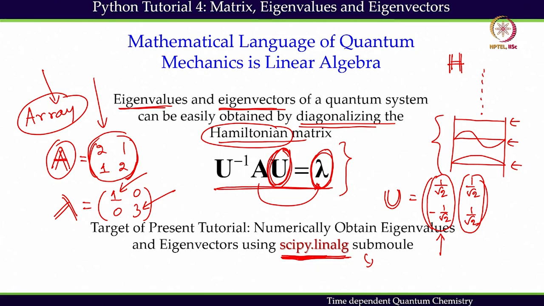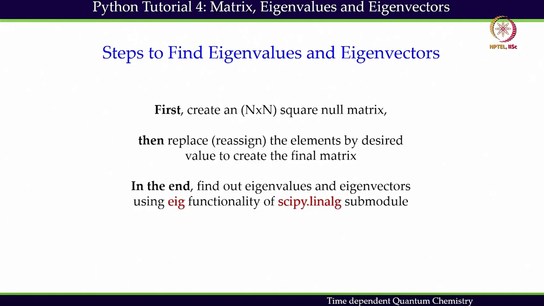So we'll use this linear algebra submodule of SciPy to represent the matrix and to calculate the eigenvalues and eigenvectors. How to find eigenvalues and eigenvectors? First, we have to represent the matrix. There are several approaches available currently in the SciPy linear algebra submodule to find eigenvalues and eigenvectors of a square matrix. There are many other ways one can do that, but here we will consistently use these steps to represent a matrix and then find the eigenvalues and eigenvectors of that matrix.